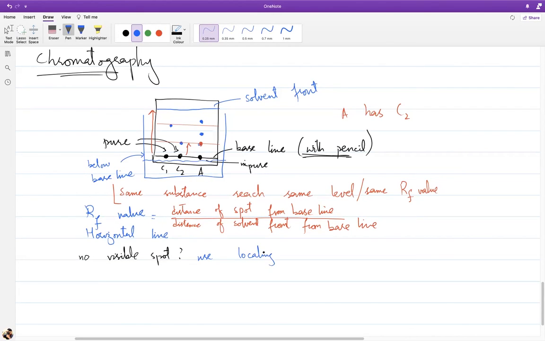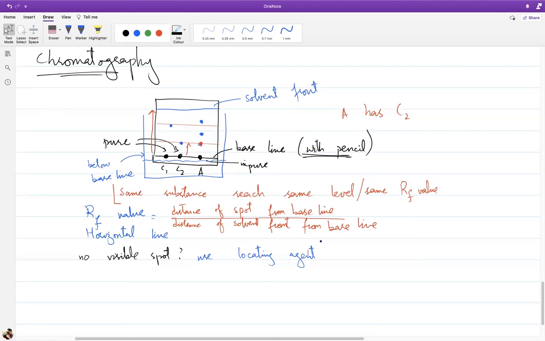What are locating agents? These are chemicals that react with that thing to give a color. They can be an oxidizing agent, a dissolving agent, or an agent that makes it pop out, basically. It can simply be a color spray. So the locating agent is something that makes something invisible visible by reacting with it.